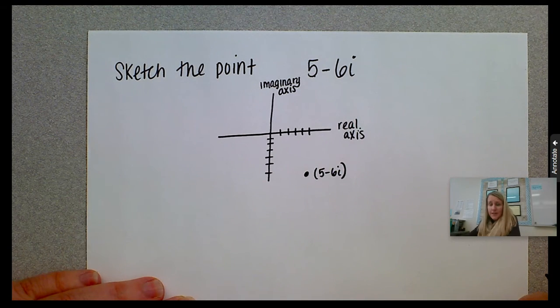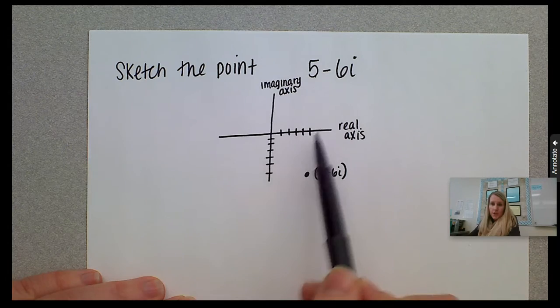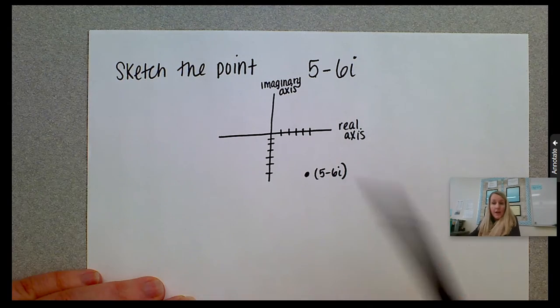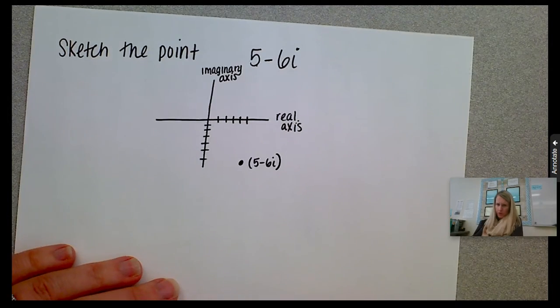So nothing too crazy. It seems like it's going to be weird because there's that i there, but it's just the idea of changing those axes, where your x is your real and your y is your imaginary. So we assume that i is with that number. Let's just do another quick one just to make sure we're good.